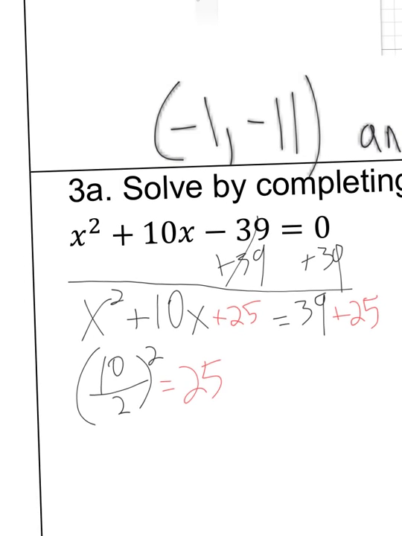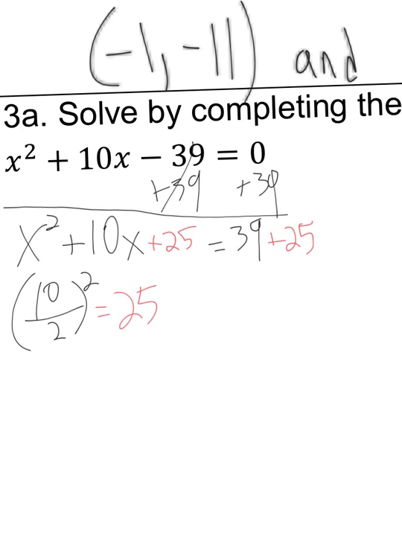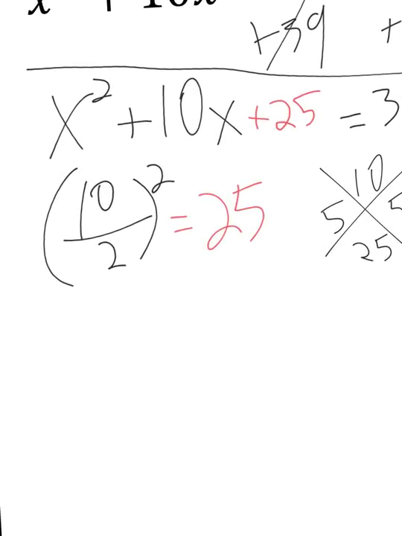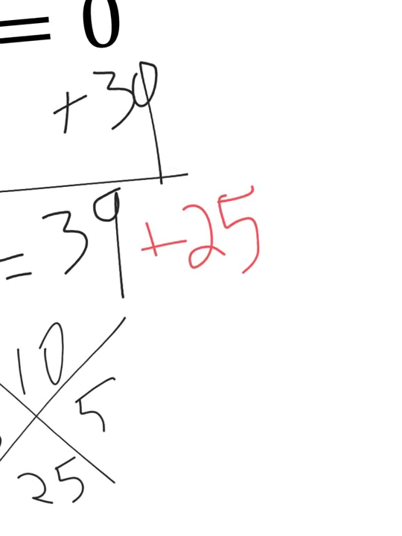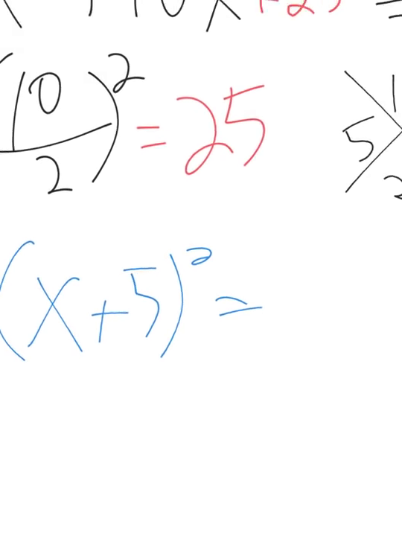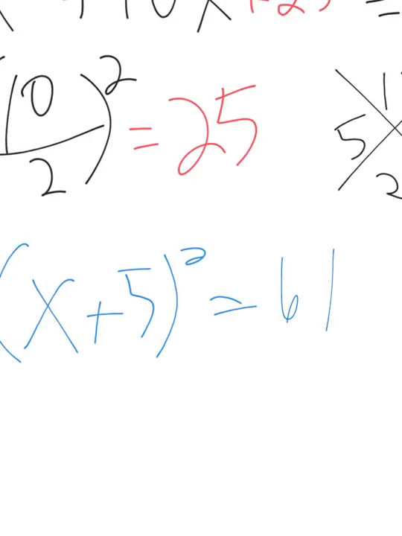Now, you need to factor the left. The left is a perfect square trinomial. Your factors of 25 that add up to 10 are 5 and 5. So for my next step, I'm going to write x plus 5 squared equals, and then what is 39 plus 25? That's going to be 64. So x plus 5 squared equals 64.